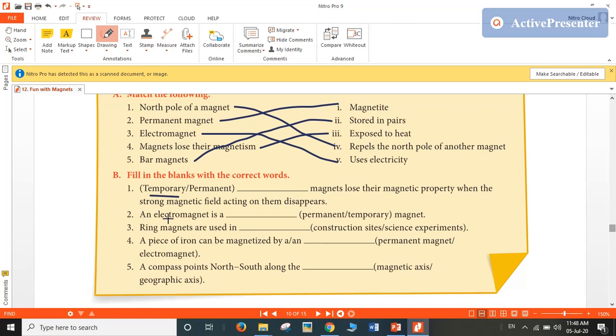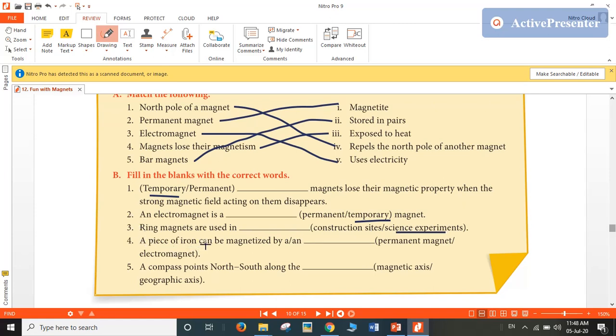Then an electromagnet is one kind of temporary magnet, because when the electric current is flowing through the iron, then only it will behave as a magnet, and when you stop the electric current, it becomes a normal piece of iron. So it's a temporary magnet. Ring magnets are used in science experiments.